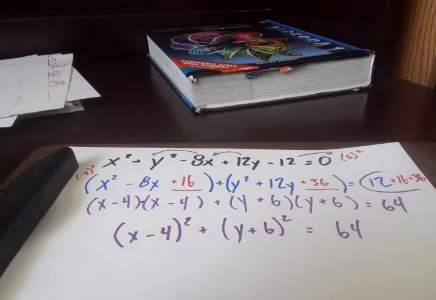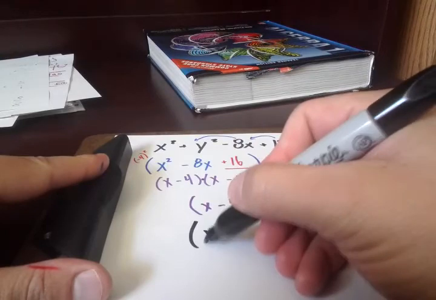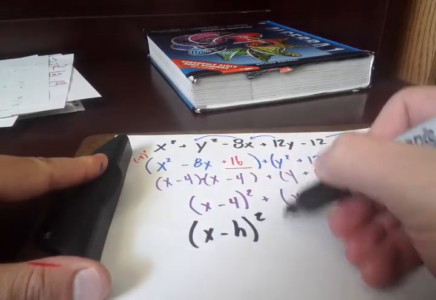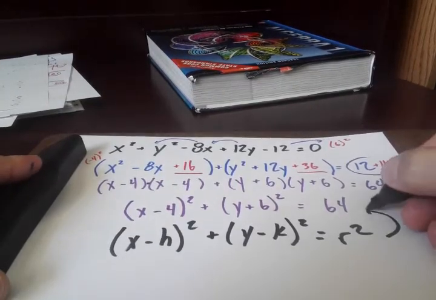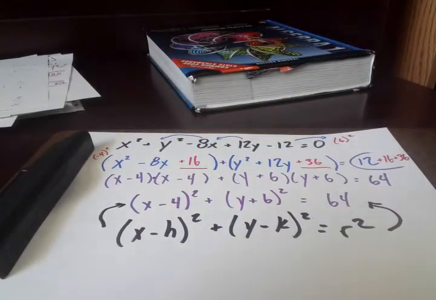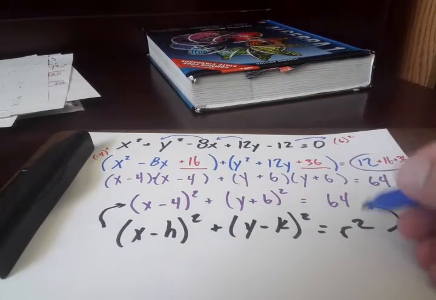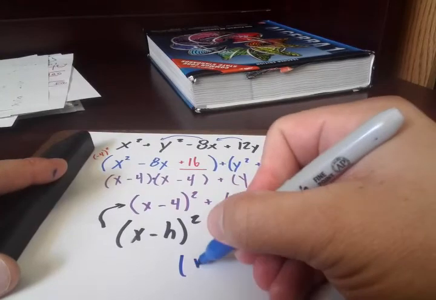Now, if you don't remember, standard form of a circle is this: x minus h squared plus y minus k squared equals r squared, which is exactly what we have right here. Those are the same thing. So once we have it in standard form of a circle, we can just look for h and k, and we can look for r squared, because I think they asked us to find the center. Remember, the center is (h, k).